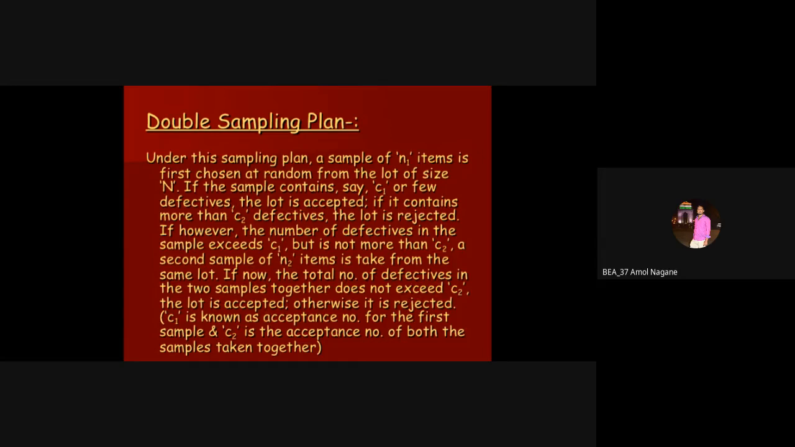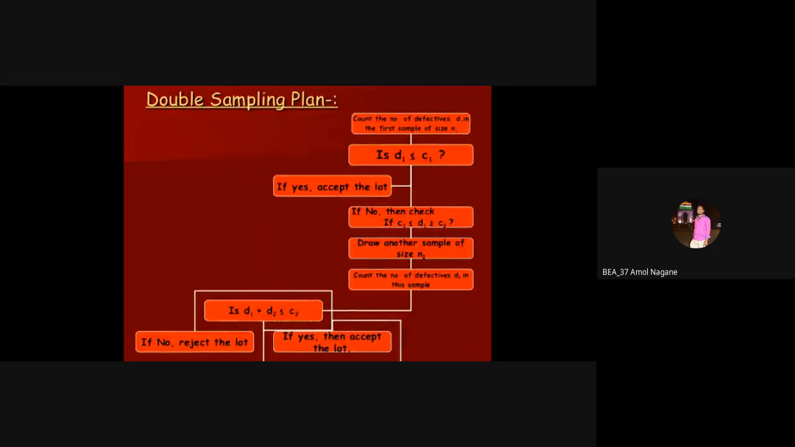The total number of defectives in the two samples together does not exceed C2, the lot is accepted, otherwise it is rejected. C1 is known as the acceptance number for the first sample and C2 is the acceptance number for both samples taken together. Okay, so this is the basic information. So we will discuss it in this chart.